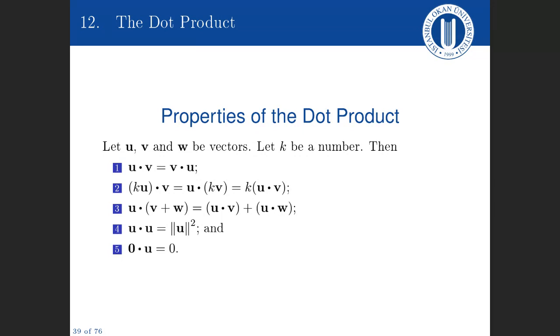The 0 vector dot u is the number 0. Now again, there's two zeros here, so just be careful. The first 0, the bold 0, is a vector. We can only do the dot product between two vectors. And after we do the dot product, we get a number. The second 0 is the number 0.